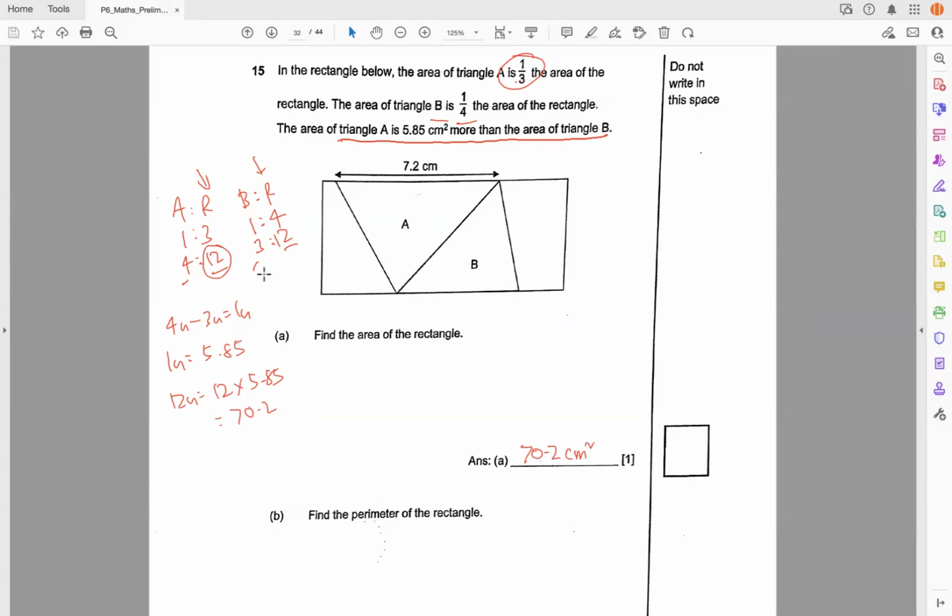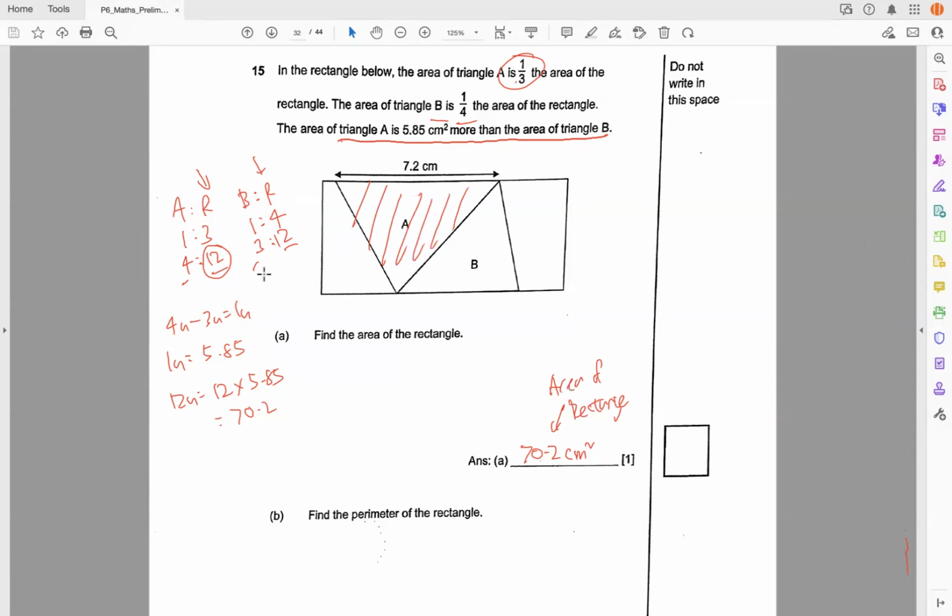Find the perimeter of the rectangle. Okay, this is a little bit difficult. Asking to find the perimeter of the rectangle. We know the area of the rectangle already. This is area of rectangle. We'll use this number again. And we also know the area of this triangle. We can find out the area of this triangle is 1/3 the area of the rectangle.